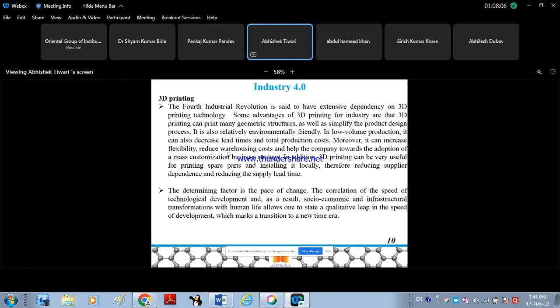The determining factor is the pace of change and the correlation of the speed of technological development, and as a result, socio-economic and infrastructural transformations within human life allow one to state a qualitative leap in the speed of development, which marks a transition to a new era.